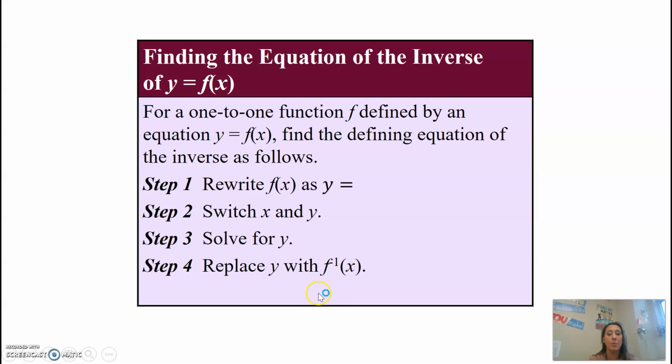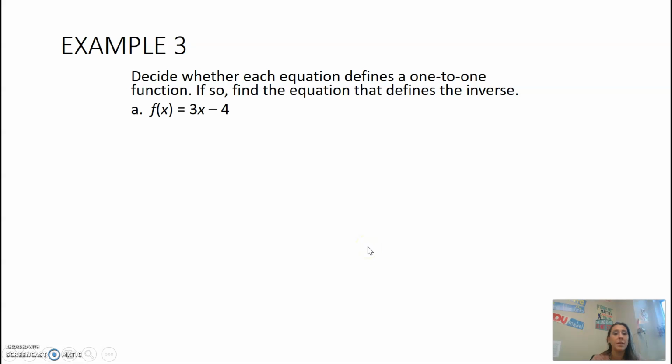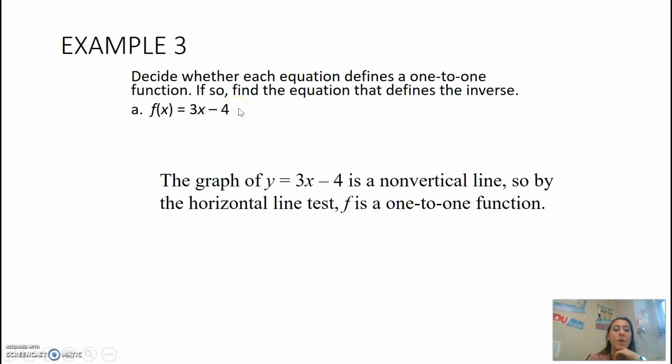One of the things that I want to point out is this right here. You need to make sure that you're using that inverse function notation. So you need to replace that y equals with that inverse function notation. We're going to decide whether or not it's 1 to 1, and if so, we're going to do it. Well, this is a non-vertical line, so it does pass the horizontal line test, and it is a 1 to 1 function.